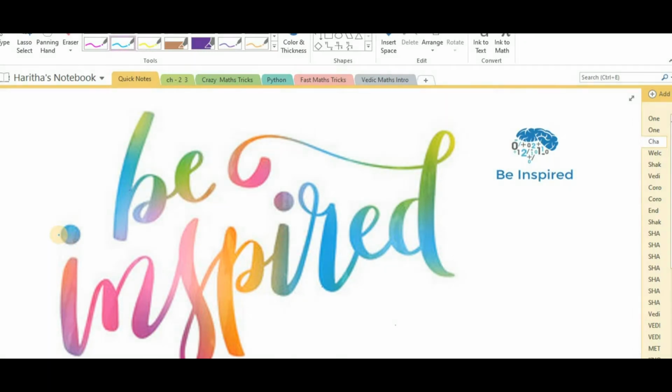In today's class we are just going to try one picture puzzle, and how to solve that we will see it now.